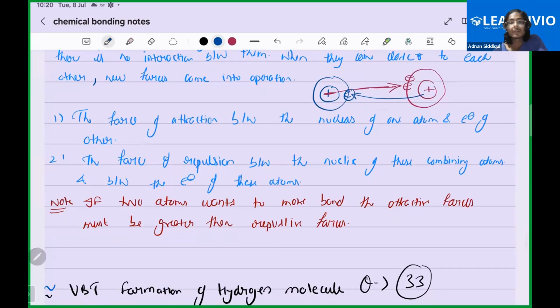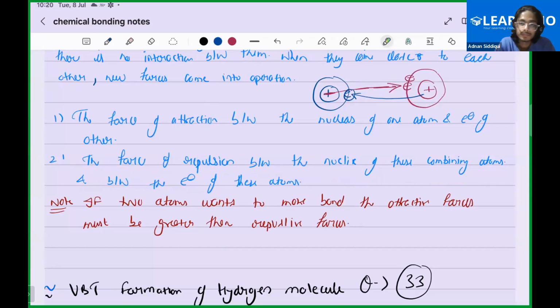The force of repulsion between the nuclei of these combining atoms and between the electrons of these atoms. So I would request you to think about this point and tell me what you can understand by this.